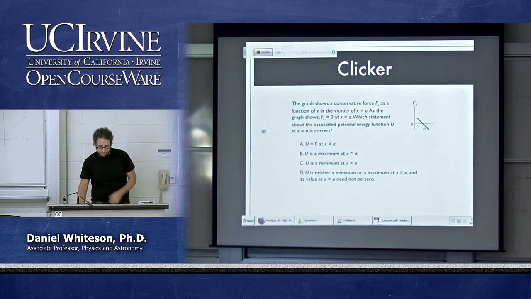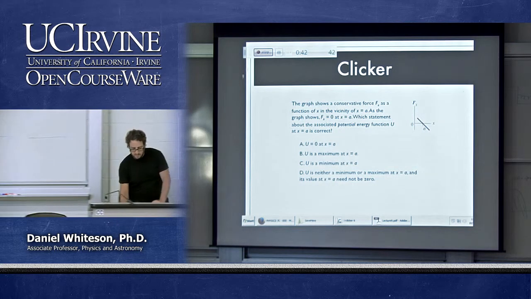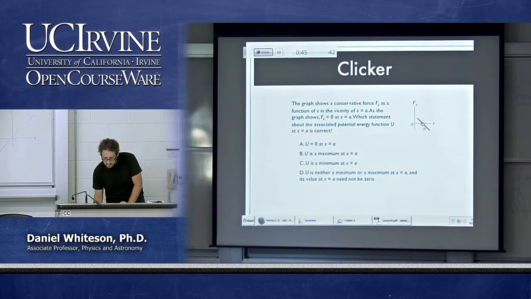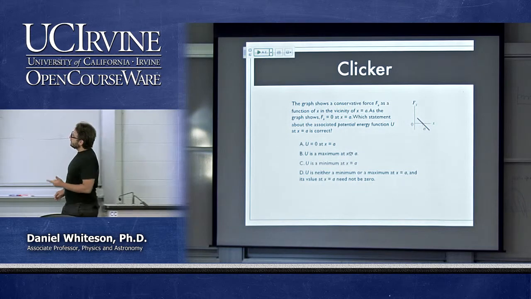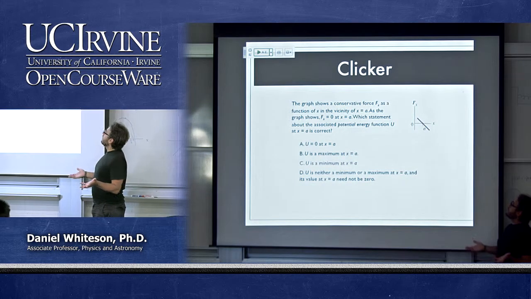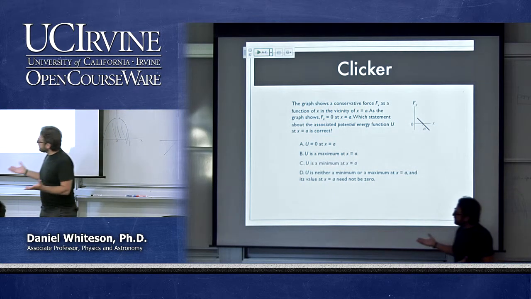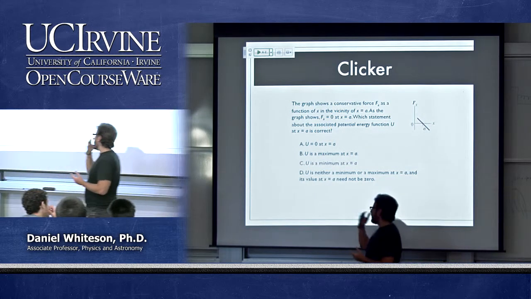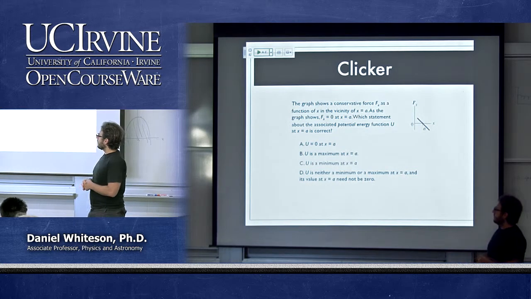What about this one? So this point here is A. This is A, this line here. Right, so it's a minimum here for exactly the same arguments. In this case, the force function would be something like negative kx. And so if you integrate that to get the potential, then you'll see that it looks just like a spring. Right, it's 1/2 kx squared.